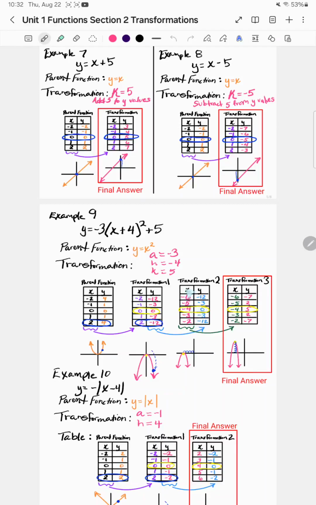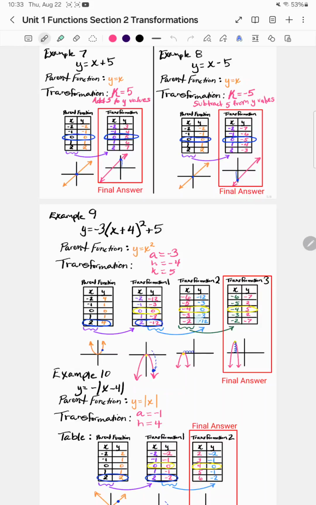Okay, so now moving on to transformation 3. This is k. K changes the y values. So I'm going to copy the same x's because those are not changing. The y values are going to be adding 5. Negative 12 plus 5 gives me negative 7. Negative 3 plus 5 gives me 2. 0 plus 5 gives me 5. Negative 3 plus 5 gives me 2. And negative 12 plus 5 gives me negative 7. So each change to the y values, I'm adding 5.